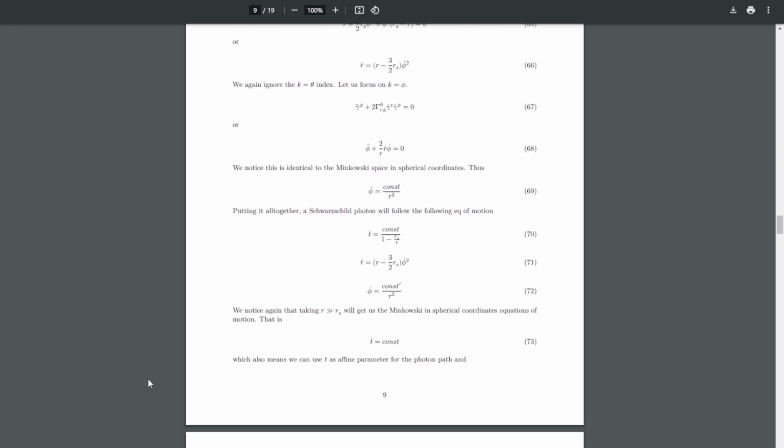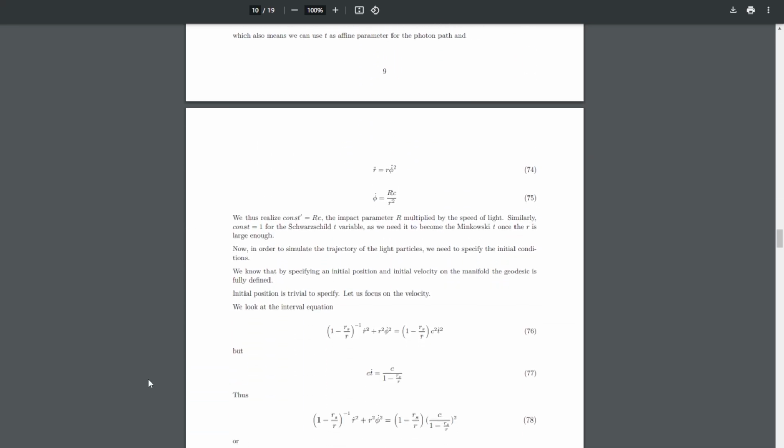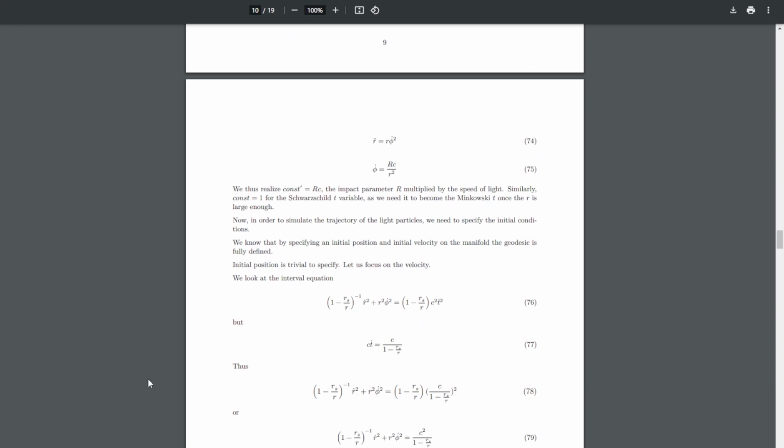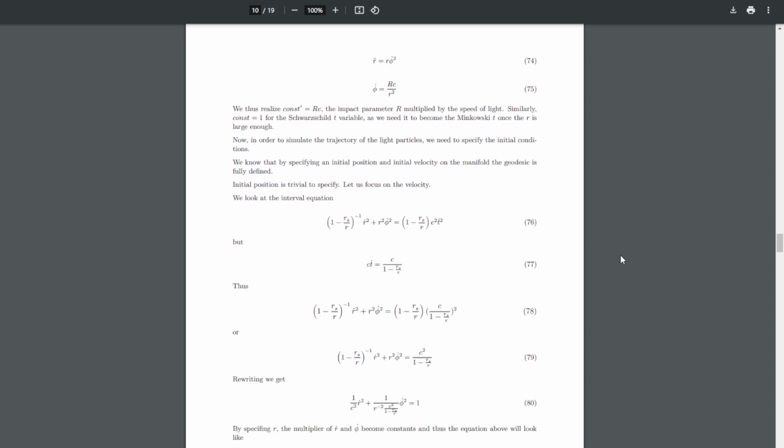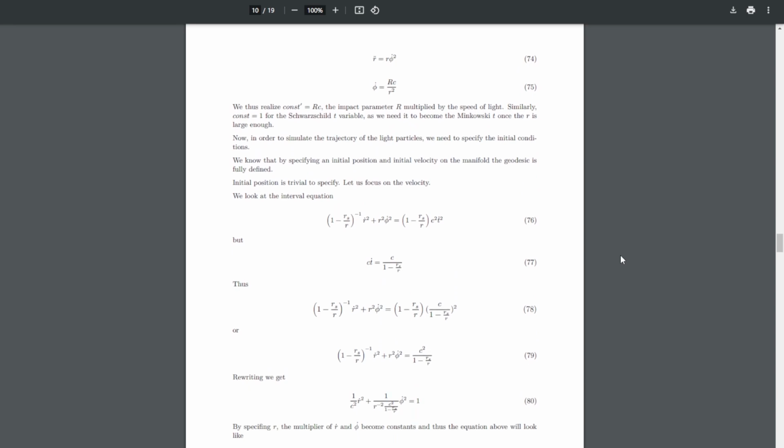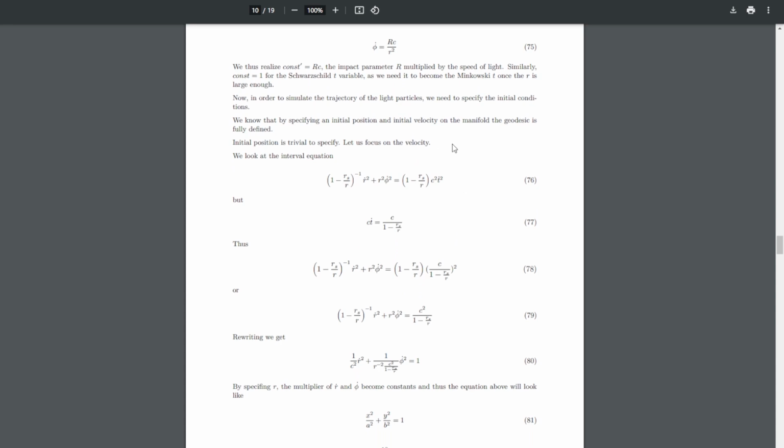Okay, then now we can focus on the initial conditions, because now we know the equations of motion, but what we're missing is just the initial velocity of this photon. Otherwise, we can set the initial position wherever we want, but as we will see, the actual initial velocity has to respect a certain law. So let's look at the velocity of this photon that is following a geodesic.